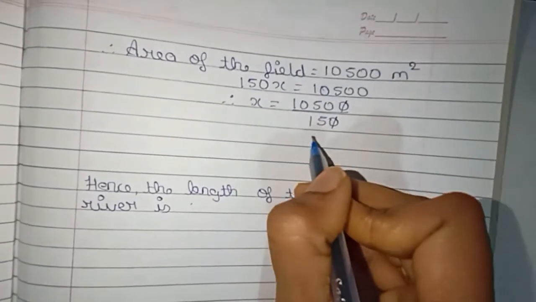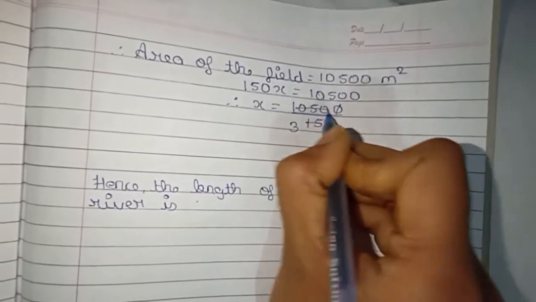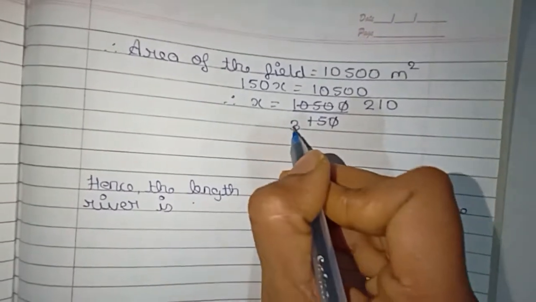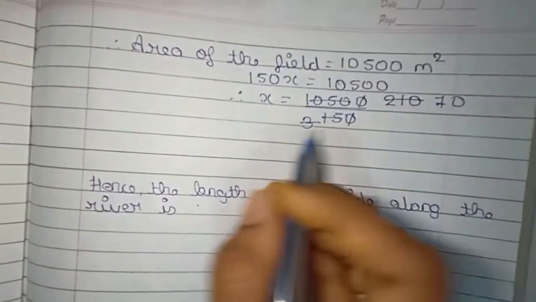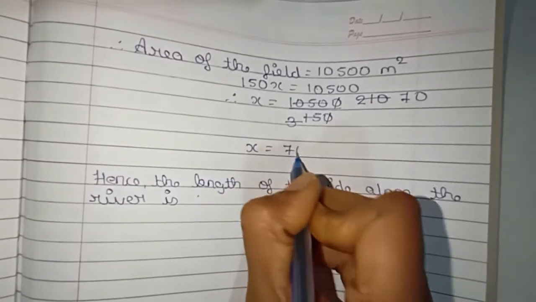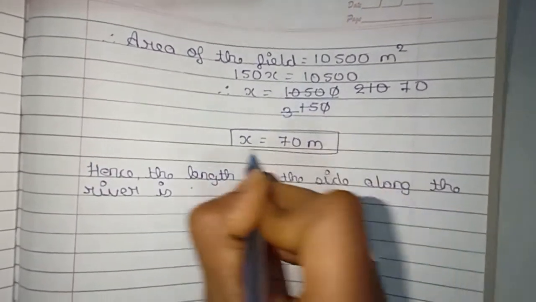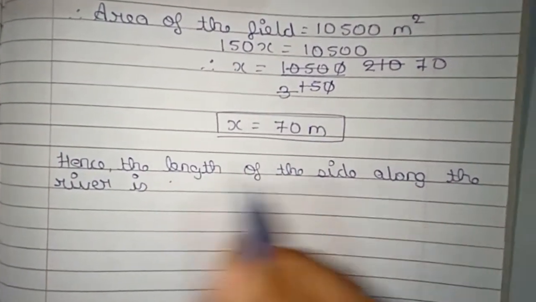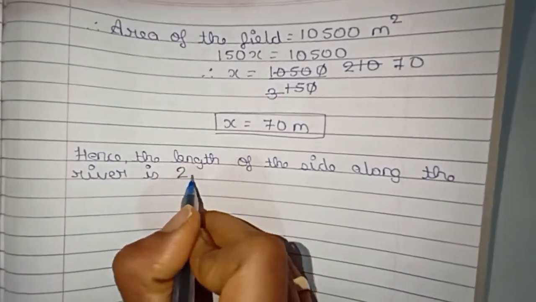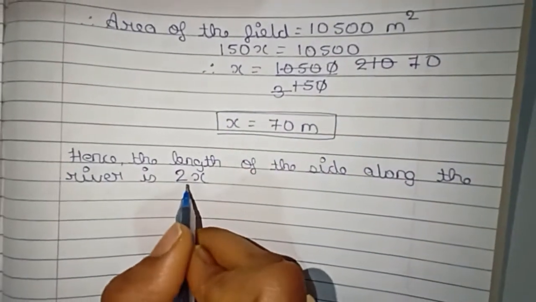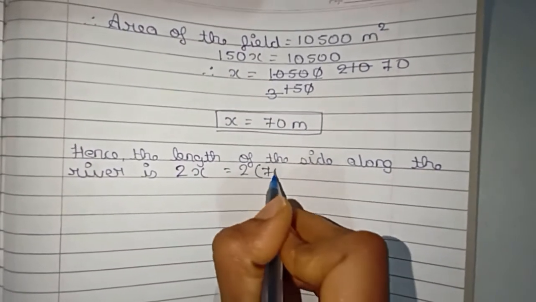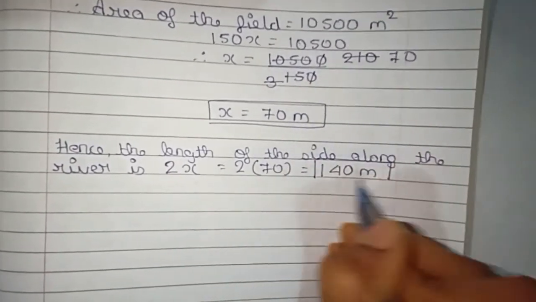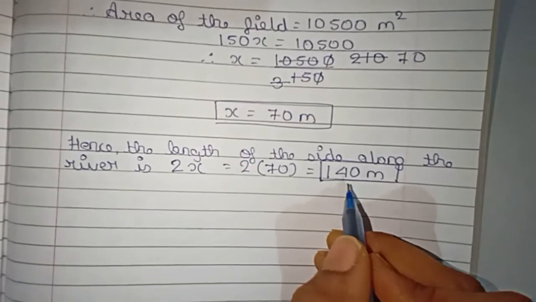This 0 will get cancelled. 5 3s are 15, 5 2s are 10, then 5 1s are 5 and then 0. 3 7s are 21 and 0. So x will be equal to 70 meter. So we have got the value of the length near the roadside. Now what we want is the length of the side along the river, and that we know that it is 2 times of length along the roadside. So it is 2x. So 2 multiplied by 70, that will give us 140 meter. So length along the river side would be 140 meter.